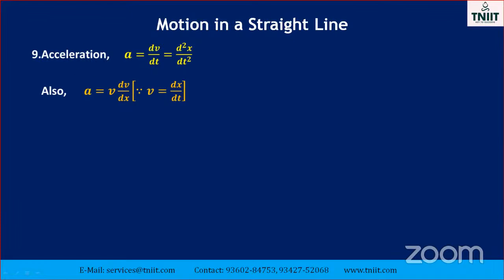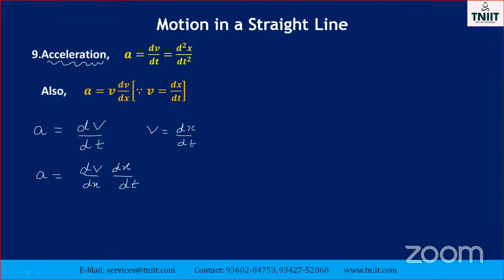Before going to that, they have given another important mathematical formula for the acceleration. You know that acceleration is defined as the rate of change of velocity, that is a is equal to dv by dt. Now, you know that velocity is given by dx by dt. So acceleration can also be taken like this: dv by dx into dx by dt.